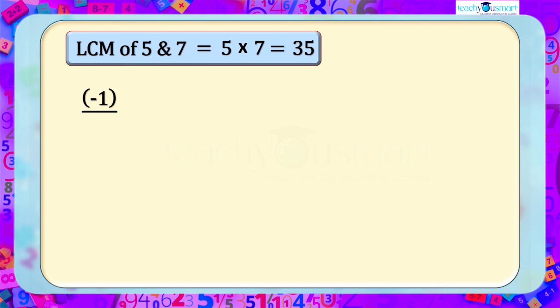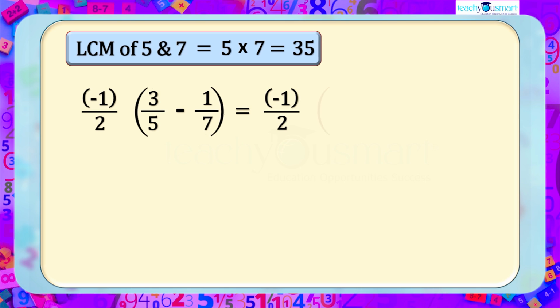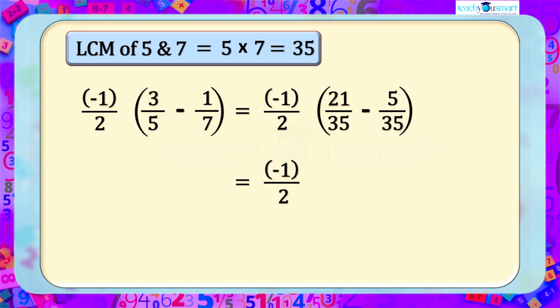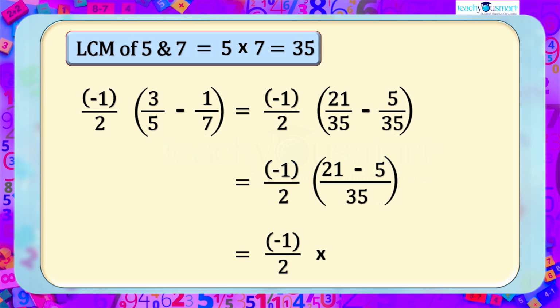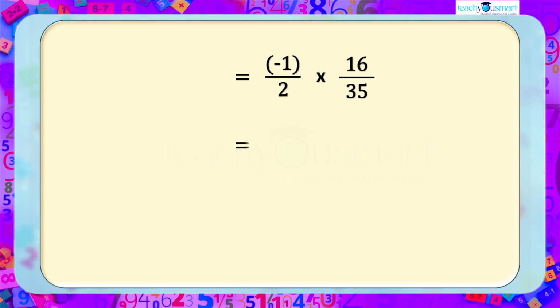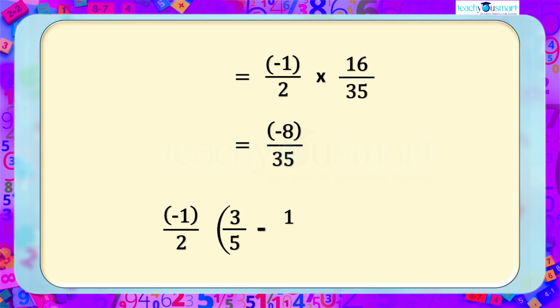Therefore, -1/2 × (3/5 - 1/7) = -1/2 × (21/35 - 5/35) = -1/2 × (21 - 5)/35 = -1/2 × 16/35 = -8/35. That is, -1/2 × (3/5 - 1/7) = -8/35.